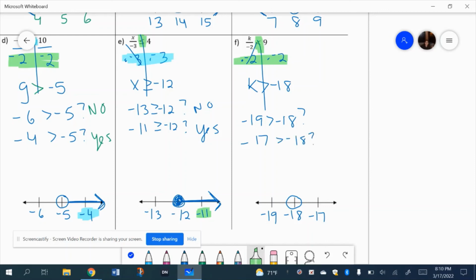Again, the larger number will be to the right on a number line. We are looking for a bigger number. So here again, this one is correct. This one is not. So we shade towards the negative 17.